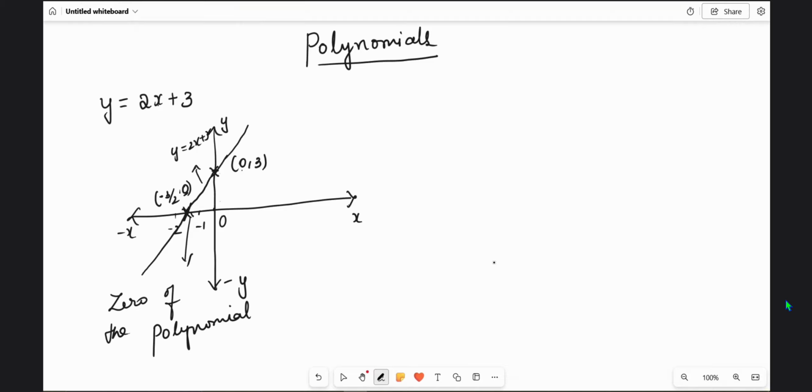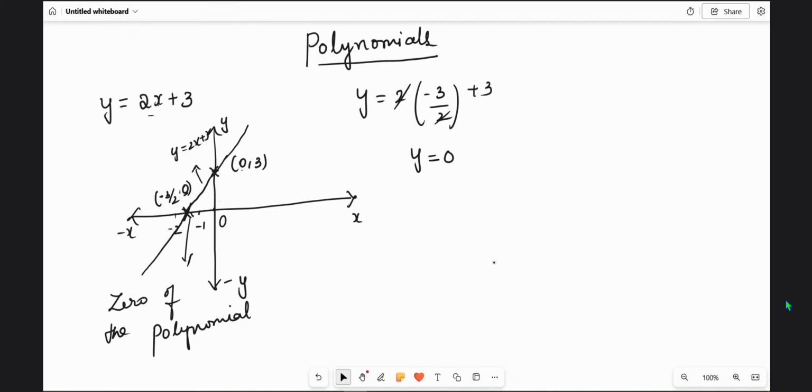So if I substitute minus 3 by 2 here, what will you get? y is equal to 2 into minus 3 by 2 plus 3. So y is equal to 0. That means at x is equal to minus 3 by 2, you are getting y is equal to 0. So that is the 0 of the polynomial. Again I repeat, from the graph also you can find the 0 of the polynomial, where the point will be on the x-axis.